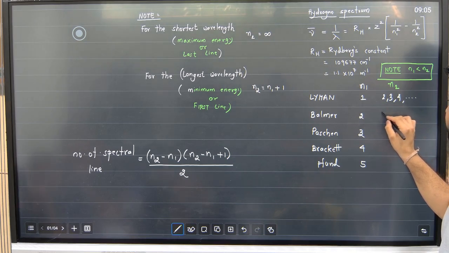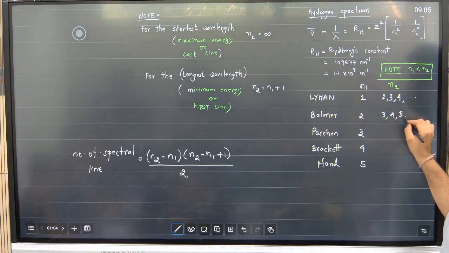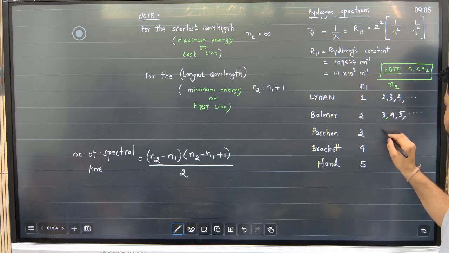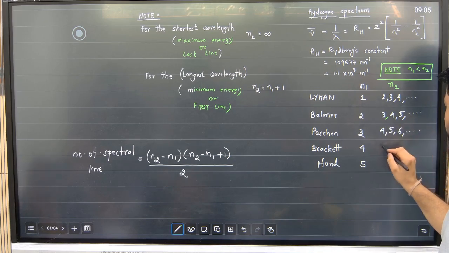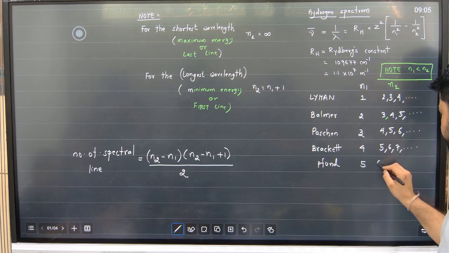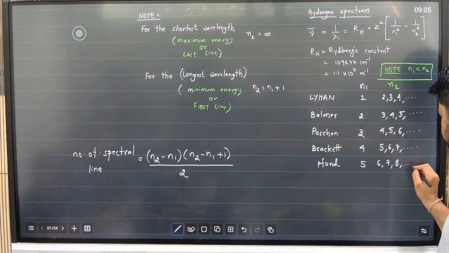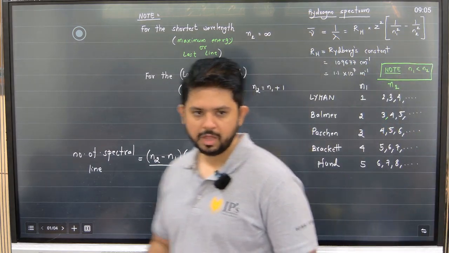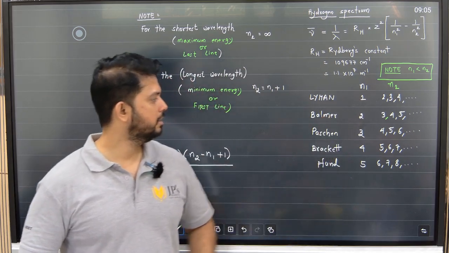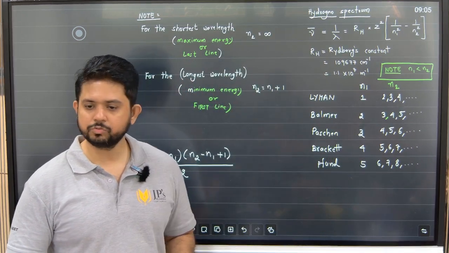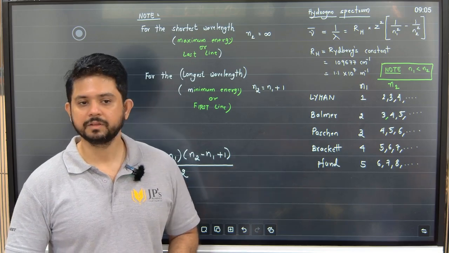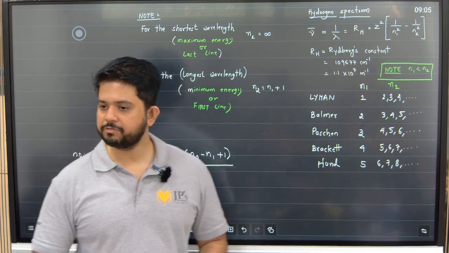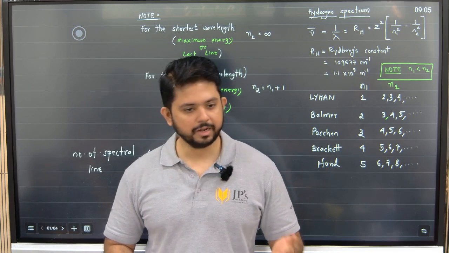For Balmer, people, 3, 4, 5 and so on. For Paschen it was 4, 5, 6 and so on. For Brackett, what was it? 5, 6, 7 and so on. For Pfund, 6, 7, 8, and so on and so forth. Out of the transitions, Lyman belongs to which series? UV. Balmer, visible, and Paschen, Brackett and Pfund belong to infrared to deep infrared.